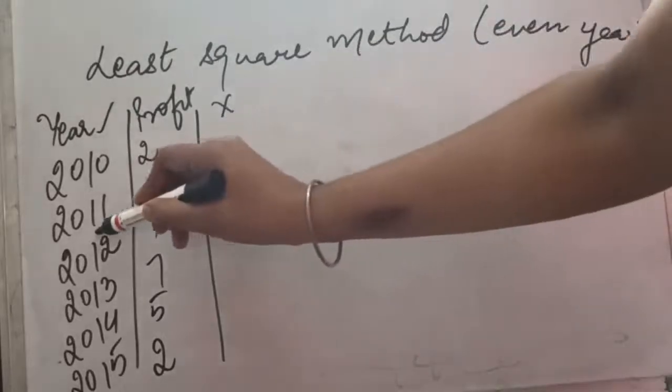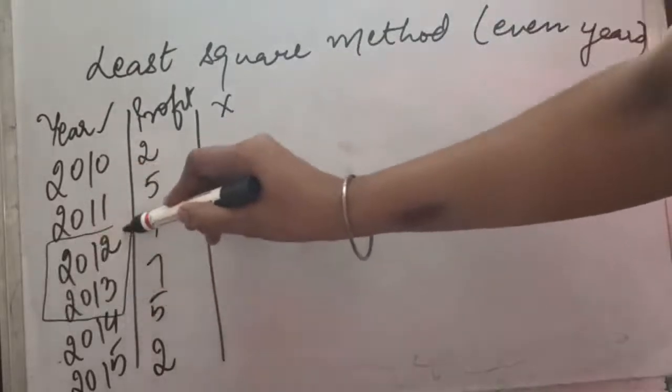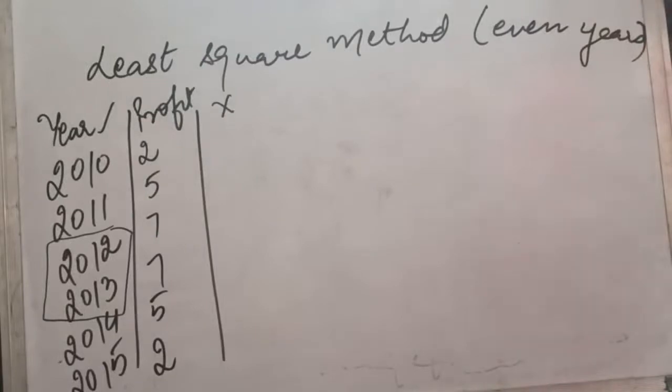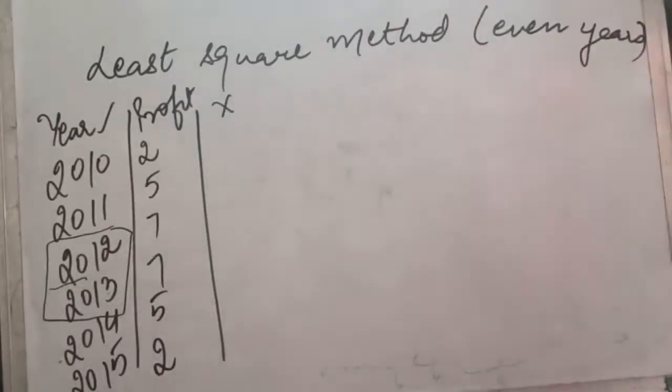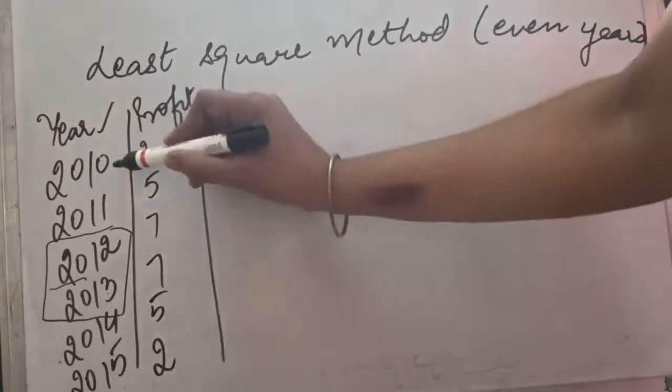Here first of all, as we have seen, we have to convert the year into X and we have to choose the middle year. Now in this case these are the two middle years, so there is no one middle year from where we can start from 0. So I will be taking the deviations from the middle. Middle means 2012.5.